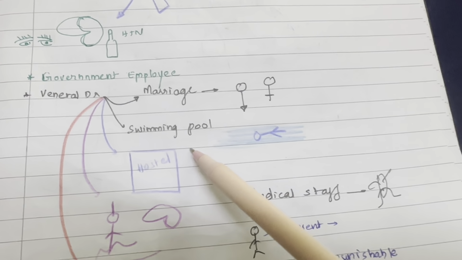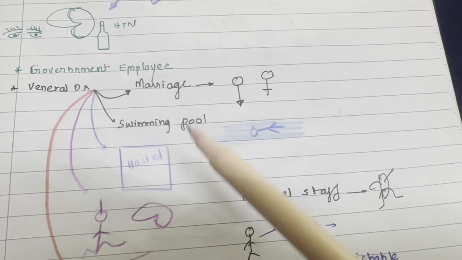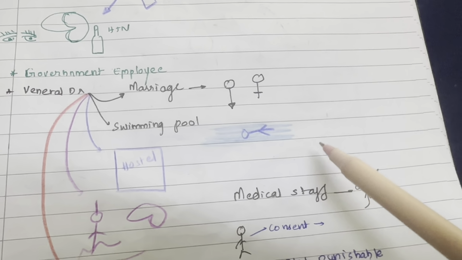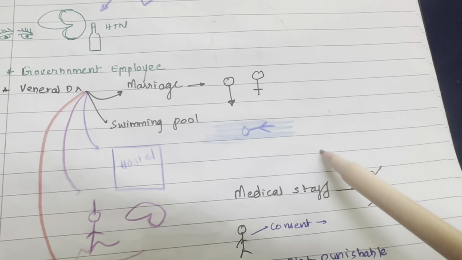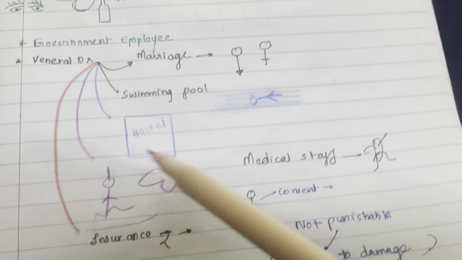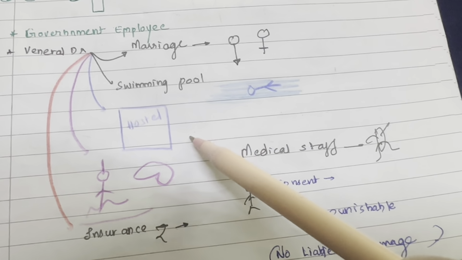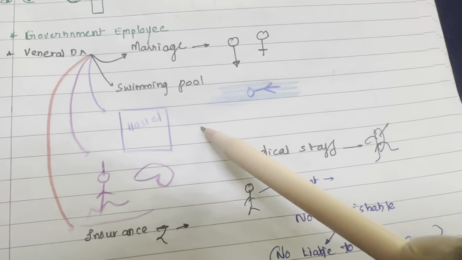Swimming pool. If the person is suffering from syphilis or gonorrhea, it is the duty of the treating doctor to advise the patient not to enter the swimming pool till he is cured. If the patient denies, the doctor can disclose information to the concerned authority. The hostel. If a student is suffering from venereal disease, the doctor has to warn the student to vacate the hostel immediately. If the student is not ready to vacate the hostel, the doctor can inform the warden.